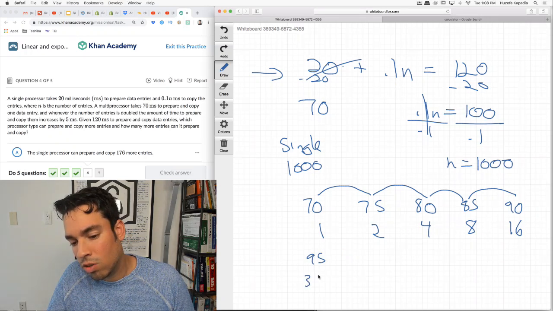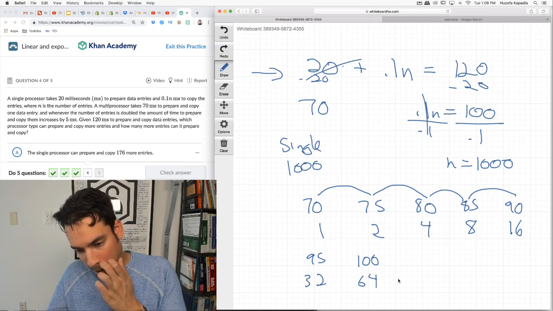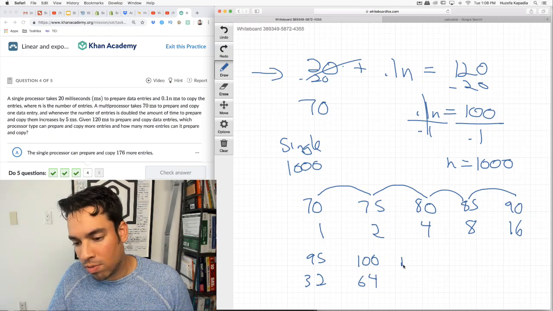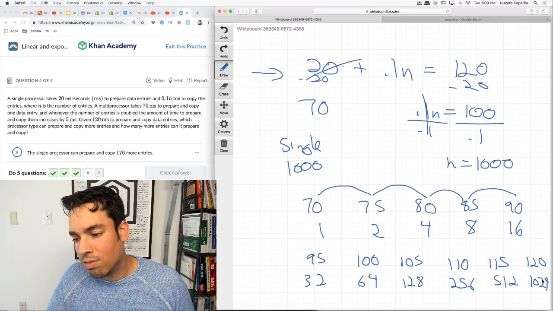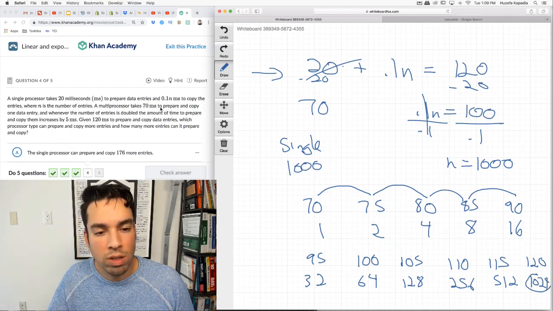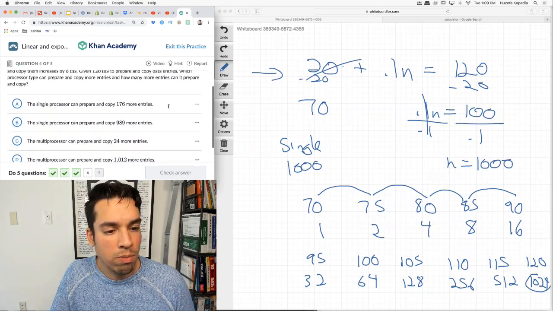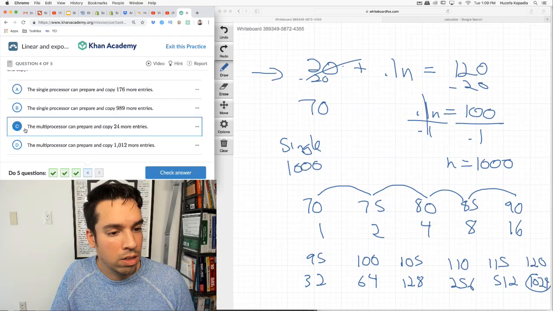95, 32, 100, 64, and then 4 more times. 105, 128, 110, 256, 115, 512, and then 120 is 1,024. There we go. So you can see the difference. The multi can do 1,024. The single can only do 1,000. So it's 24 more entries, and that's it.